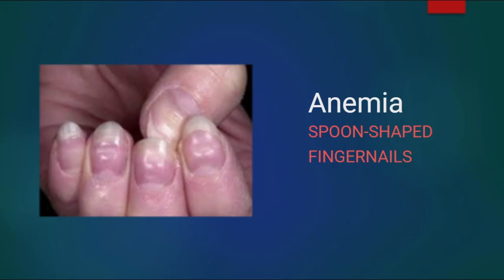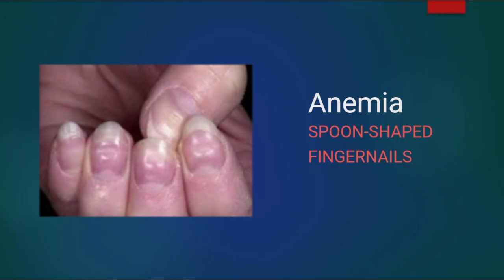Another visible sign of anemia, especially iron deficiency anemia, is spoon-shaped fingernails, also called koilonychia. With this condition, the nails become thin, brittle, and curve upward at the edges, resembling the shape of a spoon. This occurs because iron deficiency weakens the structure of the nail bed and interferes with normal keratin production. Patients may also report that their nails break easily or are slow to grow.